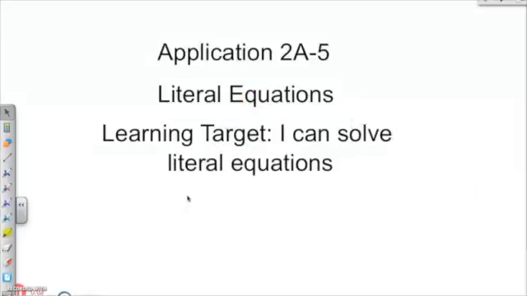Welcome to application 2A-5, focusing on literal equations. Our learning target today is that I can solve literal equations. So let's go ahead and jump into the application.